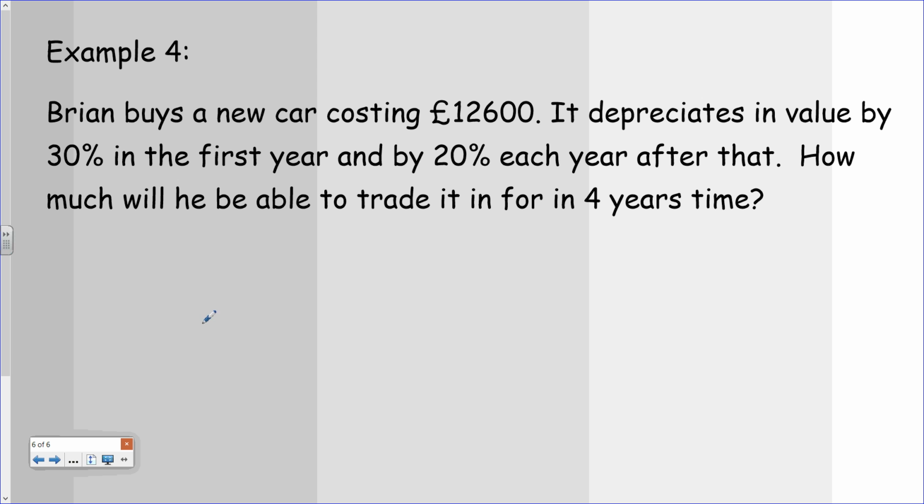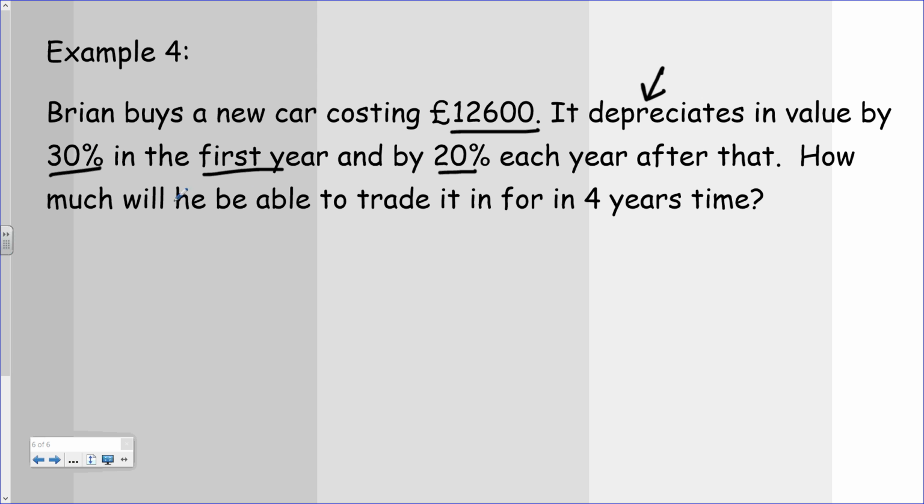Okay, last example. This time, Brian buys a new car costing £12,600. It depreciates, so it's coming down in value by 30% in the first year. Okay, so that's in year 1. 20% each year after that. How much will he be able to trade in for in 4 years' time?